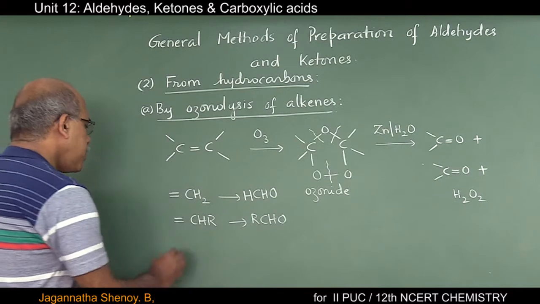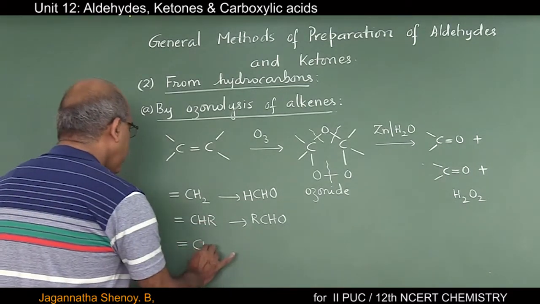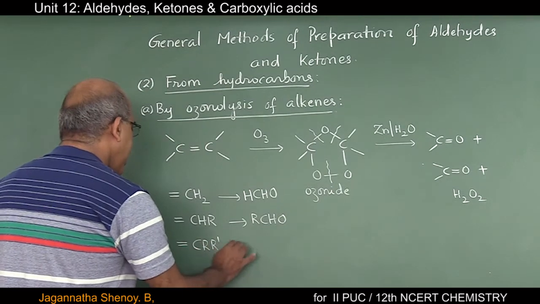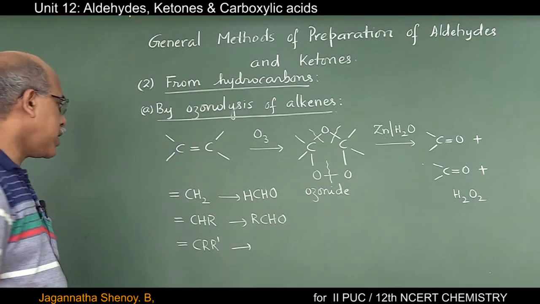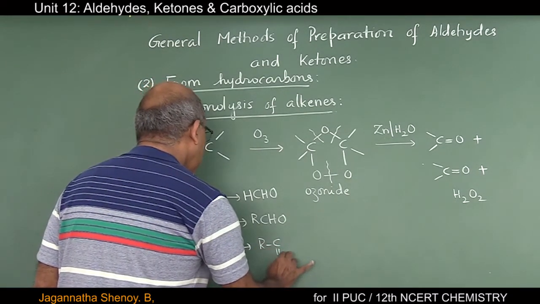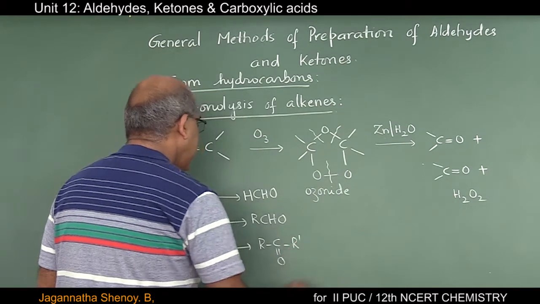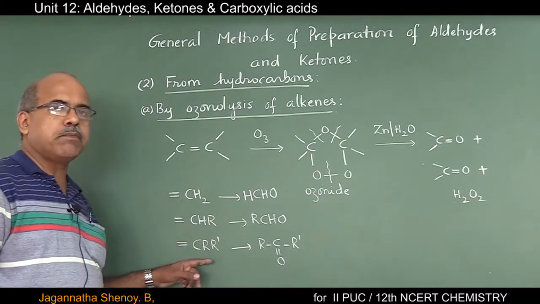And the last possibility is this doubly bonded carbon atom will not have any hydrogen. So, we have CRR dash. Under such cases, when you bring about ozonolysis, what we get is RC double bond O R dash. Or in other words, we will get ketone. So, this is very, very important.